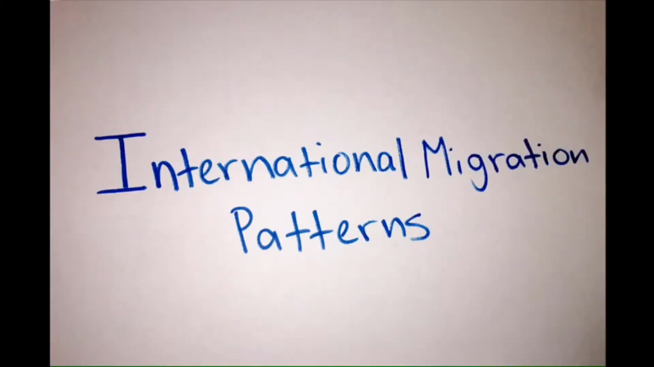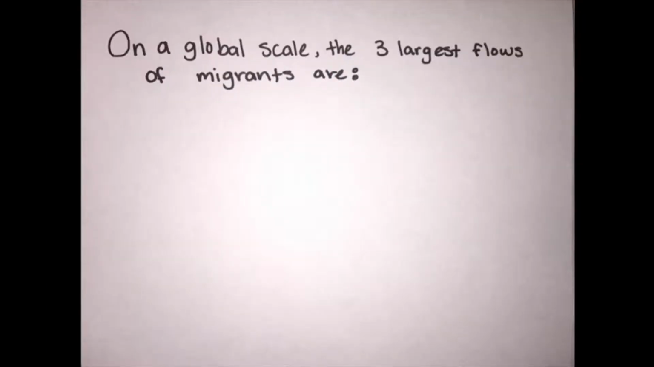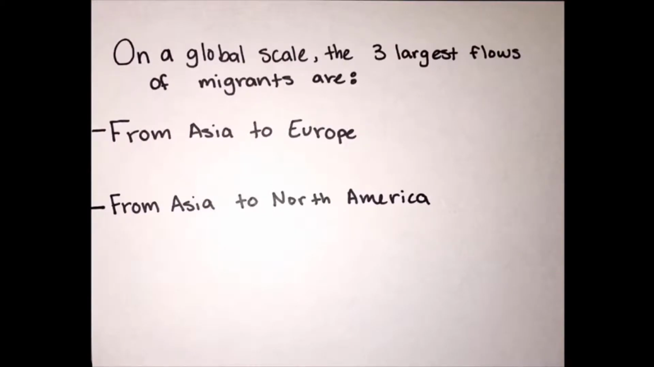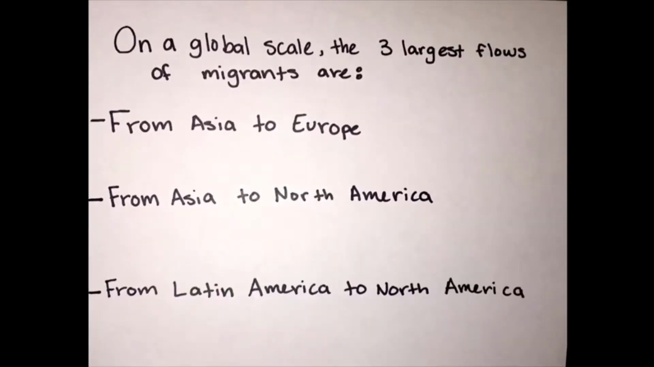Moving on, we have reached international migration patterns. About 9% of the world's people are international migrants. On a global scale, the three largest flows of migrants are from Asia to Europe, from Asia to North America, and from Latin America to North America. The global pattern reflects the importance of migration from developing countries to developed countries.